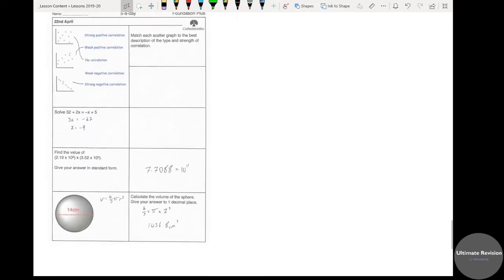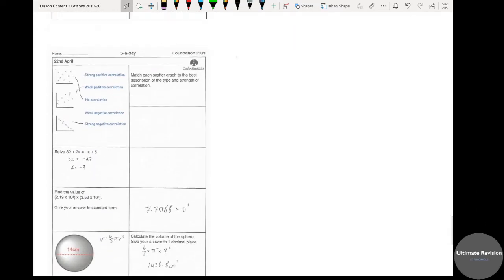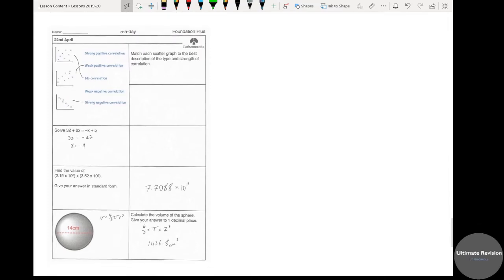Okay, that's about time. Right, here are the answers. Strong positive correlation should go there. Strong negative is that one. Strong positive, there isn't a strong positive. That's a weak positive there, and no correlation. You should have got x is -9. Standard form, that one there is 7.7088 times 10 to the 11.